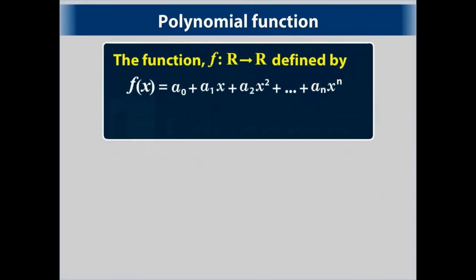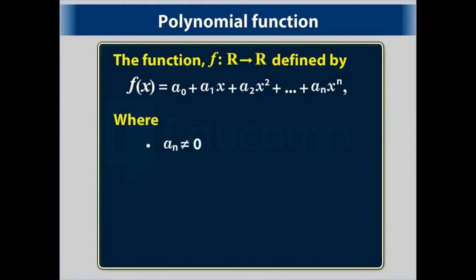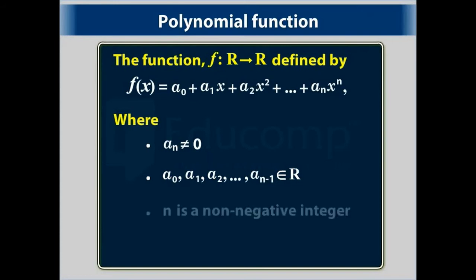The leading coefficient a sub n is not 0 because if it were 0, the degree of the polynomial would no more remain n. Also, the remaining coefficients a sub 0, a sub 1, a sub 2 till a sub n minus 1 are real numbers, and the value of n is a non-negative integer. It can be 0, 1, 2 and so on.